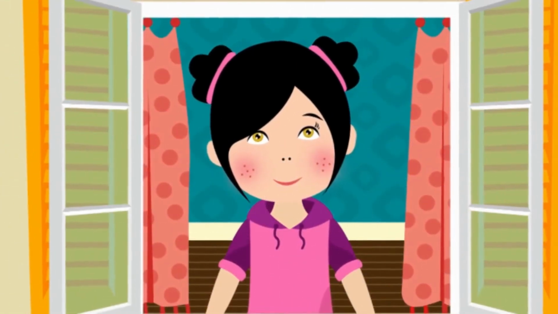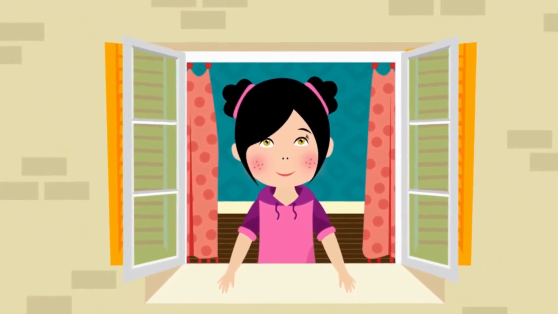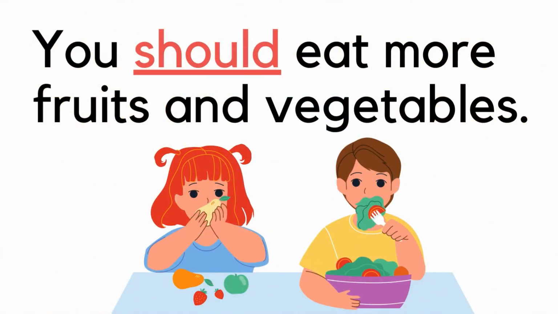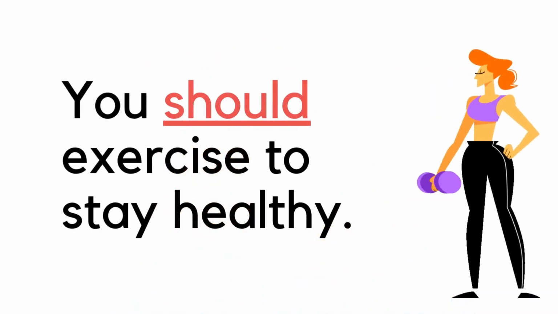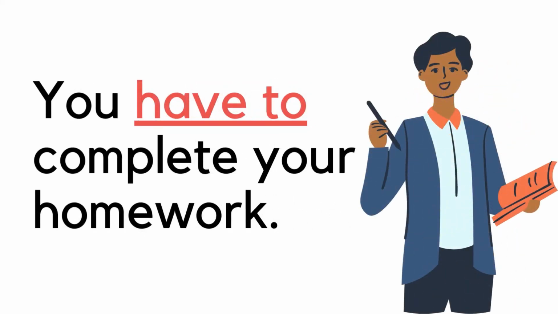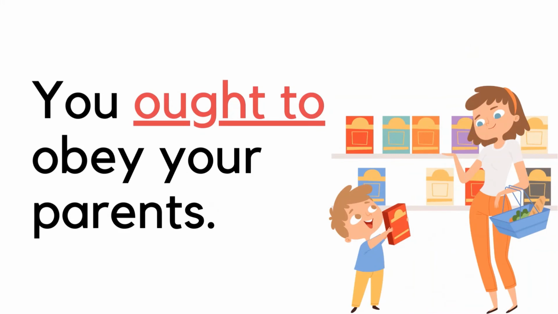Modal verbs can also be used for advice and obligation. Let's look at a few examples. You should eat more fruits and vegetables. You should exercise to stay healthy. You have to complete your homework. You ought to obey your parents.